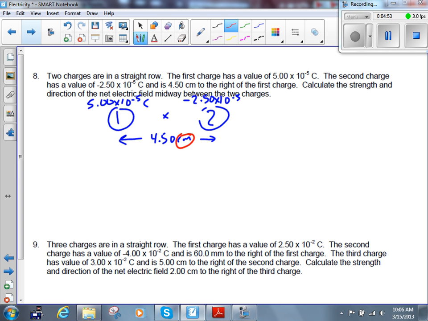Charge 1 is a positive charge, right? It produces a field that is which way? Towards it or away from it? Away from it, yeah. So away from charge 1 over here is to the right. We're going to call that E1, the electric field 1.